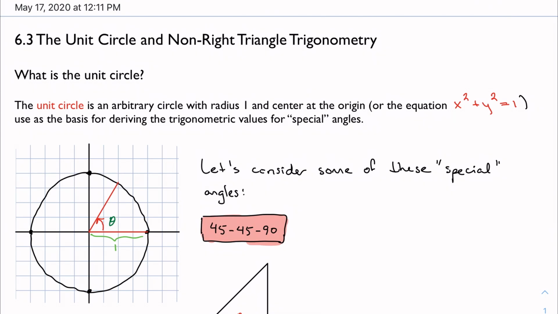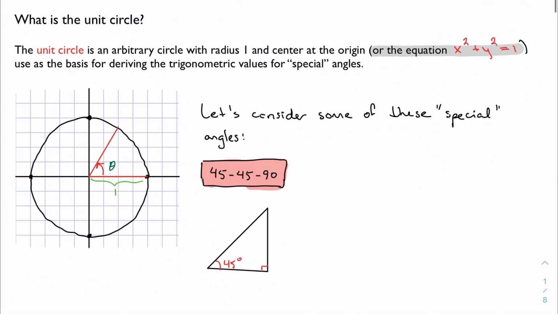So we should start by talking about what the unit circle even is. So the unit circle is an arbitrary circle. It's something that we've kind of just come up with on our own, with radius 1 and center at the origin. This circle can also be represented by the equation x squared plus y squared equals 1. And we use this as the basis for deriving trigonometric values for what we call special angles. And realistically, this can be extended for any possible angle, but when we're trying to do things like this without a calculator, or when we first started working with the unit circle, we start with some special cases that you've seen before. So let's actually start by looking at some of these special cases.